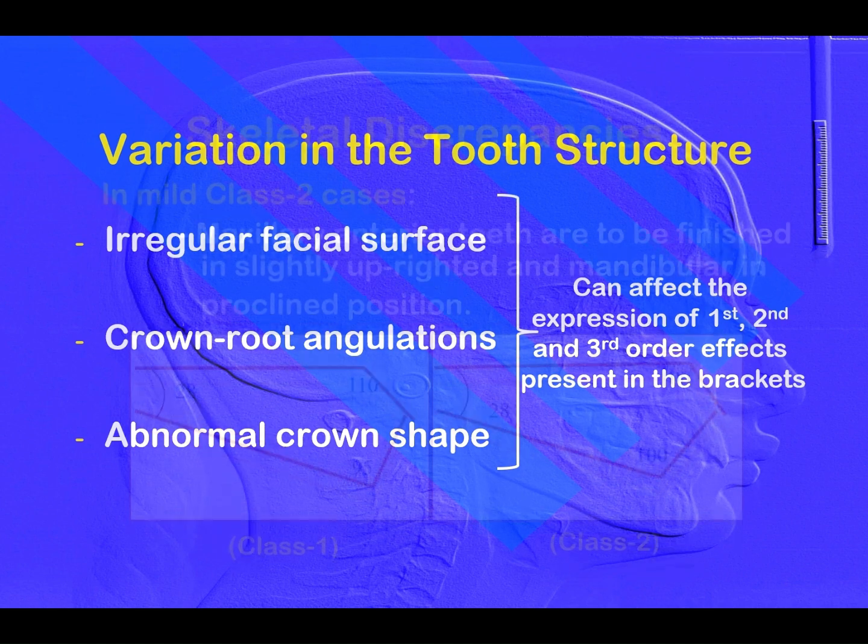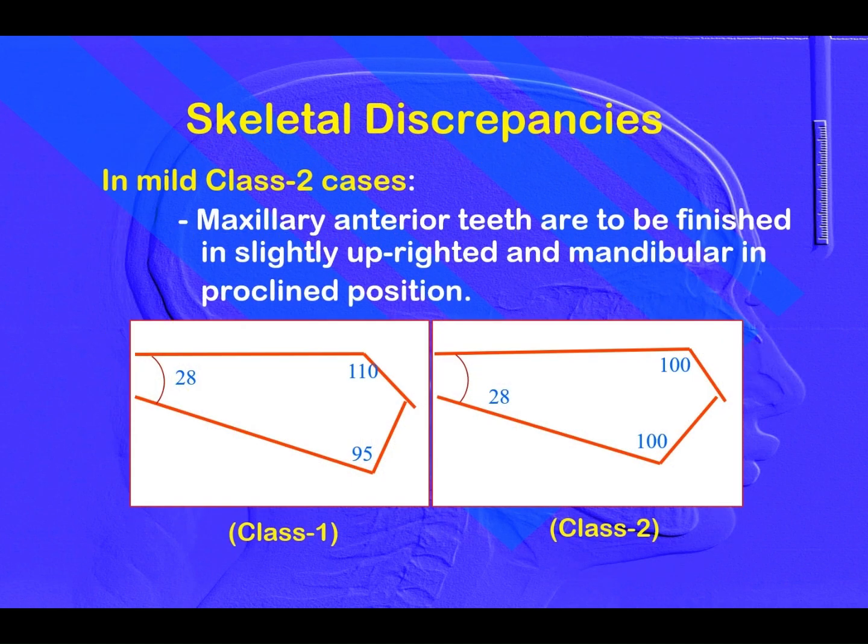Camouflage orthodontic treatment is standard for the treatment of mild to moderate class 2 skeletal malocclusions. For such treatment, maxillary anterior teeth are finished in a slightly upright and mandibular anterior teeth in a slightly proclined position. This is a typical dentoalveolar compensation done in camouflage treatment to achieve normal overjet and overbite. However, when any pre-adjusted edgewise appliance is used for the treatment, then it may become difficult to adjust such compensations.